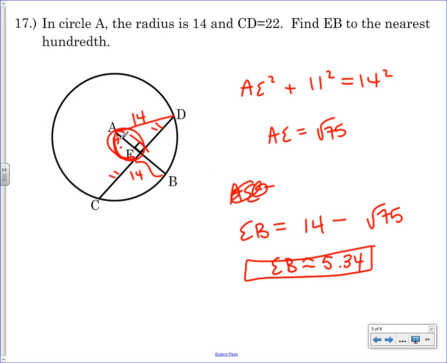I knew the radius, this is the radius again, is 14. And we just found this was root 75, and this is what they wanted. So I took 14 minus this piece, and what you're left with is what they wanted. Does that make sense? Okay. So again, you could draw a radius anywhere, but these other places aren't really helpful. I could have drawn it over here as well. I could have done the right triangle on this side. Doesn't matter. I just did it on the right.